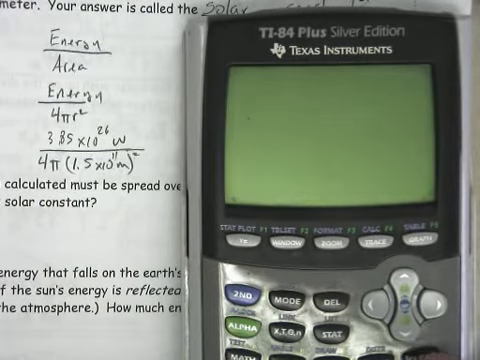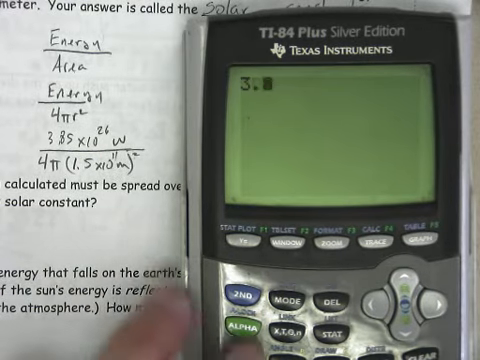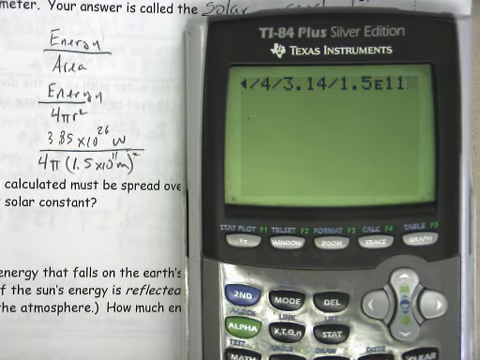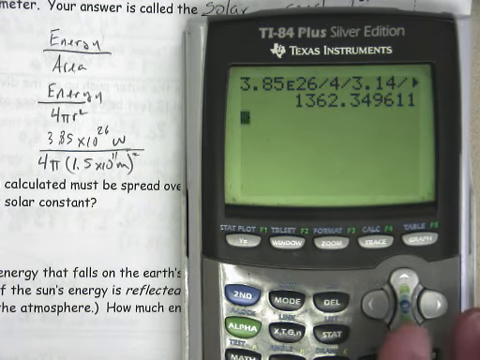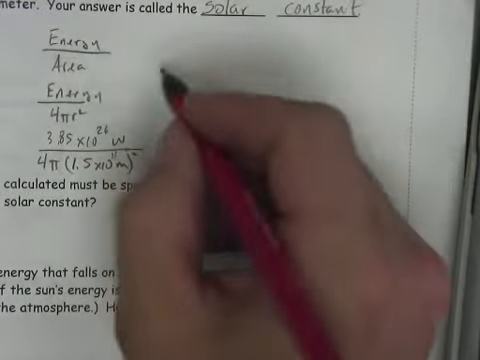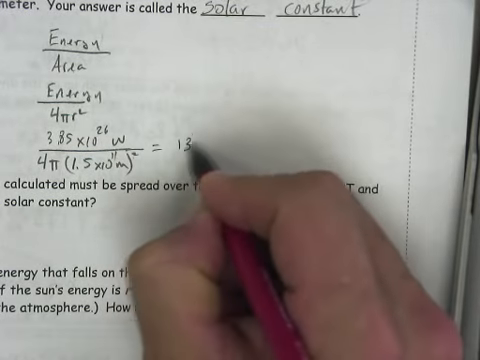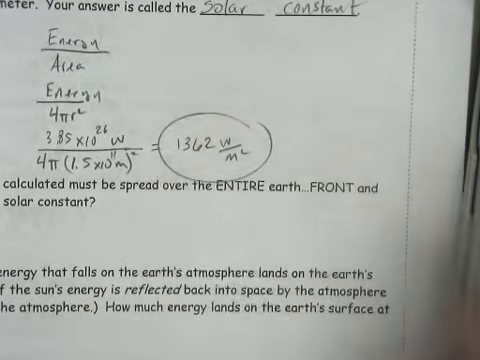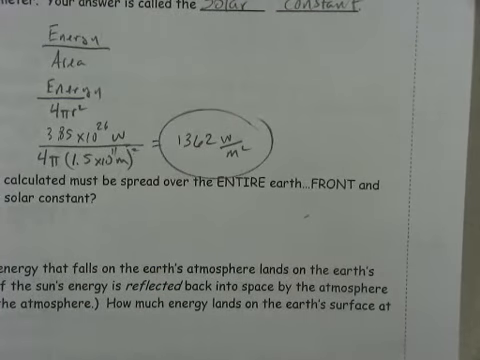So let's see if we can get all that into the calculator and make some sense of it. So here it is. We're going to do 3.85 times 10 to the 26. We're going to divide by 4, divide by 3.14, divide by 1.5 times 10 to the 11th, and then divide it again because it's squared. And then I get 1362. So let's write that down: 1362, and that'll be watts per square centimeter. I'm sorry, watts per square meter.